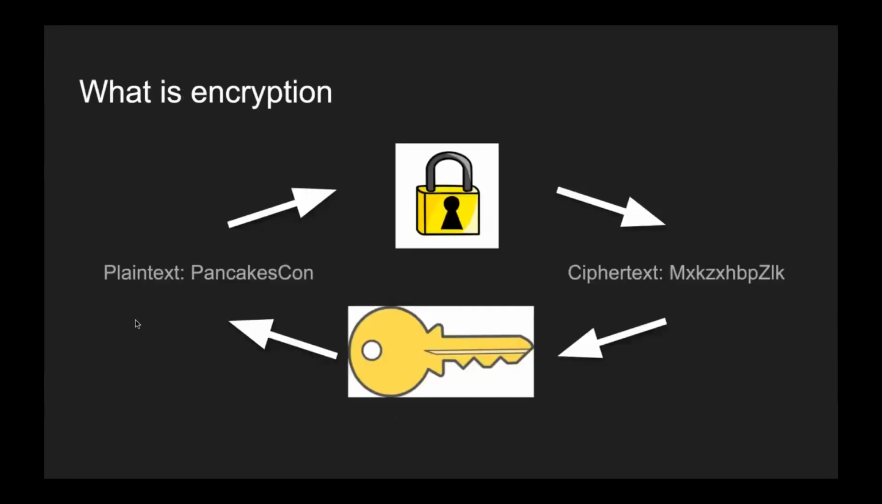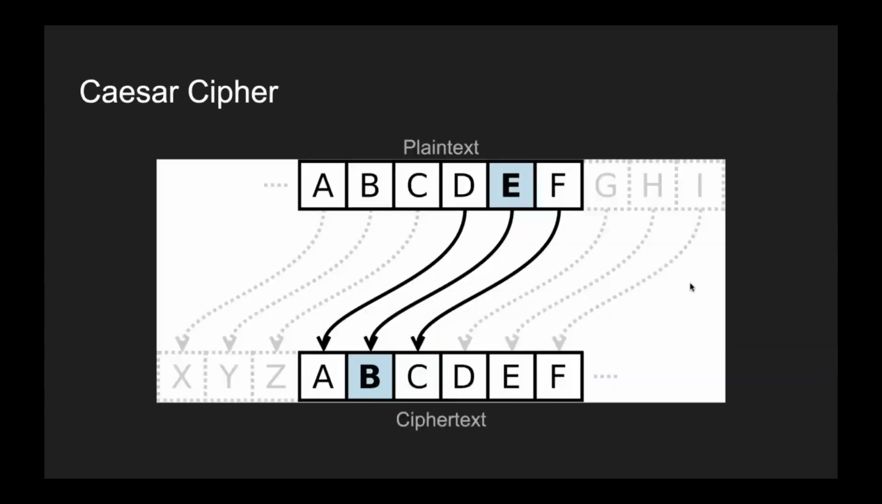And actually, the last example I showed you was an example of a Caesar cipher. And so PancakesCon turns into that. You can see the A, the second letter, moves to X, the second letter, just like in this example.